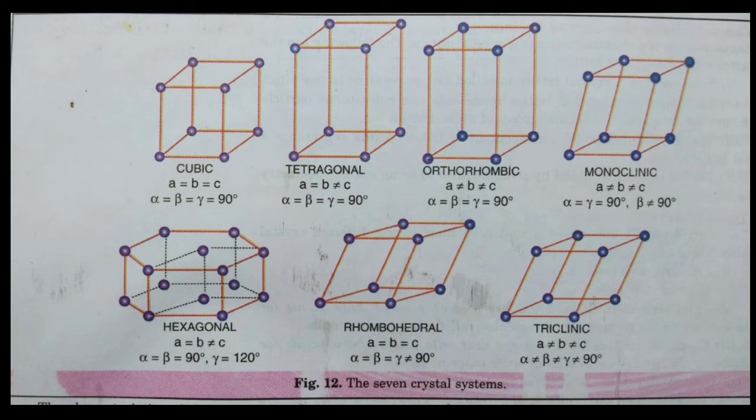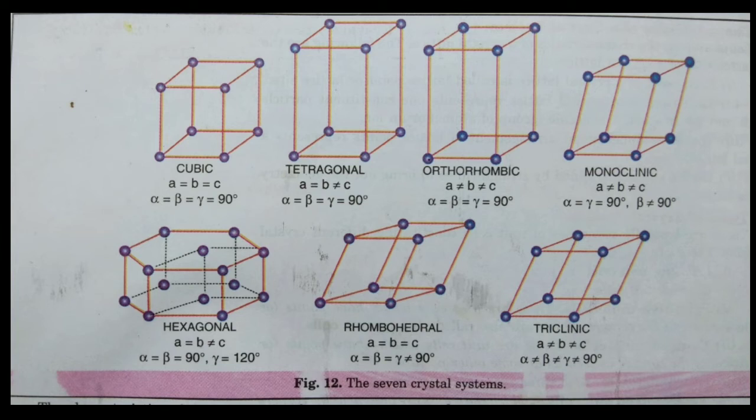The third one, orthorhombic. It has 3 unequal axes, which are at right angles to each other. That is, a is not equal to b is not equal to c, and all the angles equal 90 degrees. Fourth one, monoclinic. The 3 axes are of unequal length, and 2 angles are of 90 degrees. That is, a is not equal to b is not equal to c, 2 angles equal 90 degrees, and 1 angle is not equal to 90 degrees.